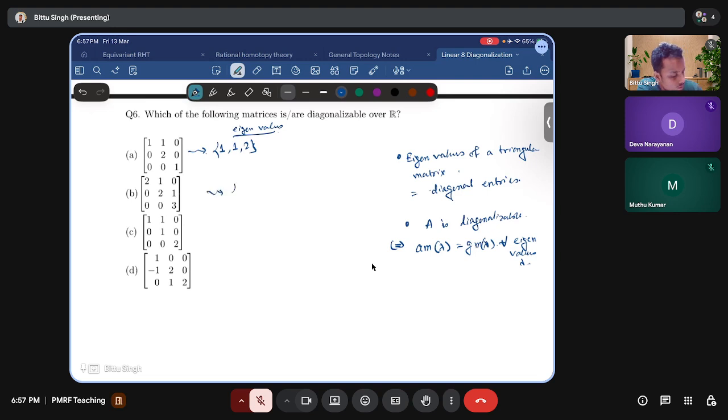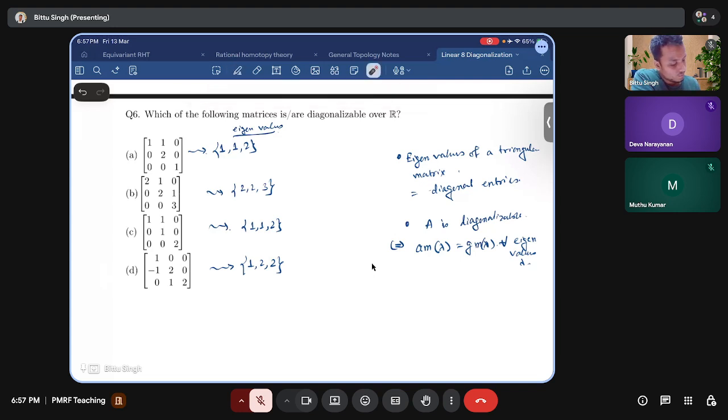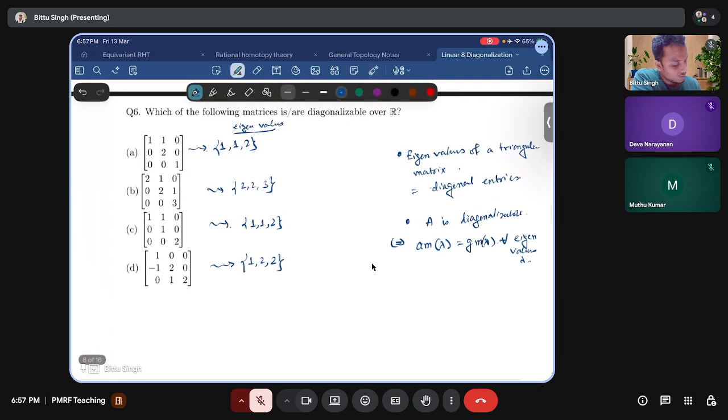Here it is 2, 2, 3, 1, 1, 2, 1, 2, 2. So an eigenvalue appearing once is okay, it is distinct. So we only need to check, in this case, if an eigenvalue appears once, then algebraic multiplicity and geometric multiplicity are both the same. Algebraic multiplicity 1 is the same as geometric multiplicity 1. So we don't need to worry about those eigenvalues.